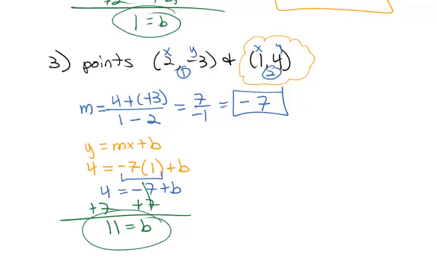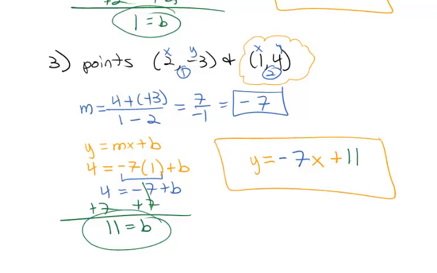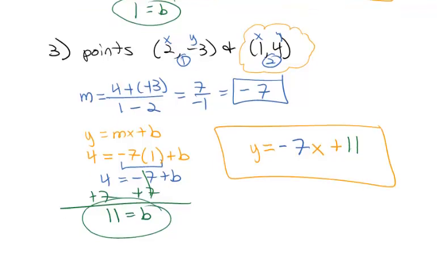We've got our b, we've got our y-intercept, we've got our slope. y equals m. The slope is negative 7 times x plus the y-intercept, which we found to be 11. y equals negative 7x plus 11. Let's do one more kind of an interesting version of this problem.